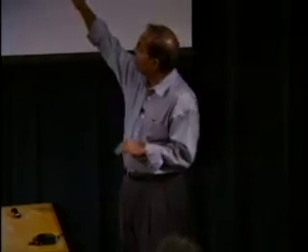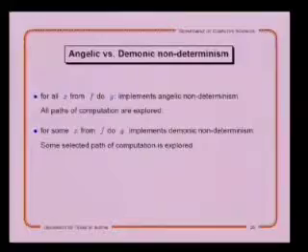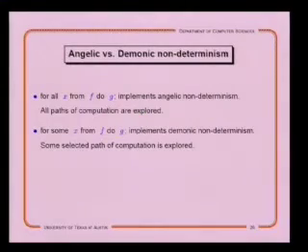For those of you who are aware of the difference between angelic and demonic non-determinism, I found that the two constructs in this language exemplify these two different kinds of non-determinism very nicely, and you could exploit them in programming. And I will give you one example. So angelic means it's the automata theory kind of non-determinism.